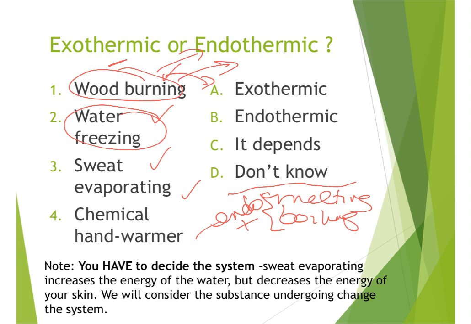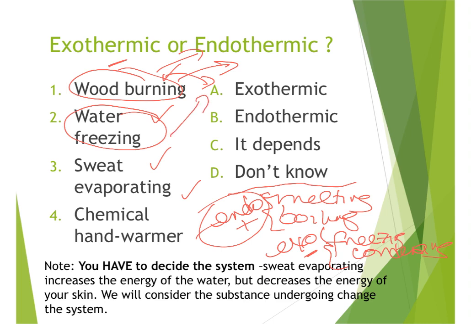So the opposite of melting and boiling, going in the opposite direction, would be freezing and condensing, right? So anything driven in the opposite direction has an opposite sign. So if melting and boiling are endo, freezing and condensing are exo, and they would have a negative mathematical sign. All right, so water freezing is exothermic.